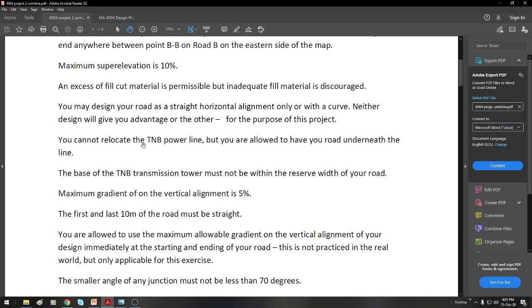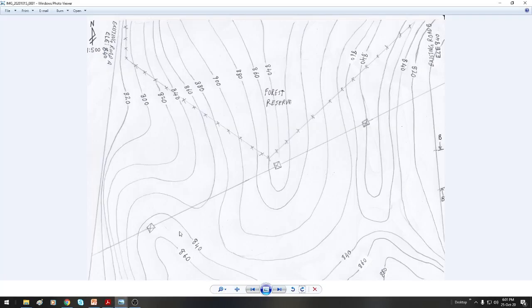You cannot relocate the TNB power line, but you are allowed to have your road underneath the line. All right. So this is the TNB power line. This is the tower. These are the towers. We have 3 towers. And this is forest reserve. This is the boundary of the forest. This is the fence for the forest. Okay. If you think that you need to cross through the forest, please give your reason. Why do you need to encroach into the reserve forest?